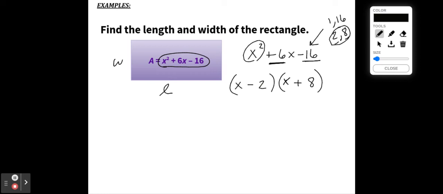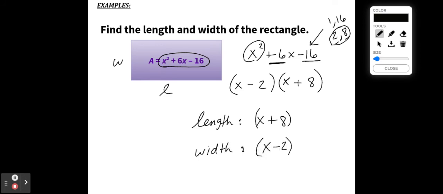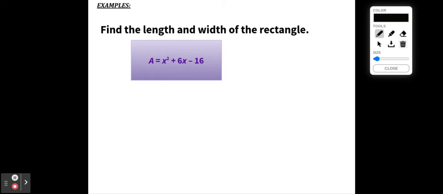I'm guessing the length here would be the long one, so the length would be the x plus 8, and the width would be the x minus 2 because that would be smaller. And so there are our two sides to that rectangle. And we just had to factor.